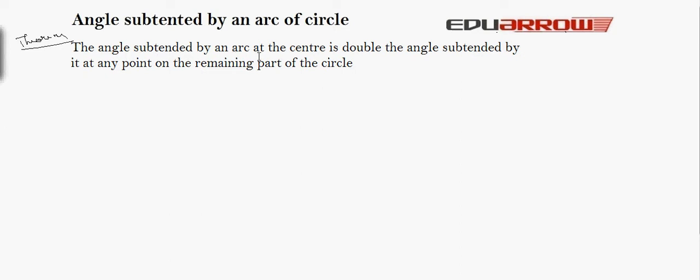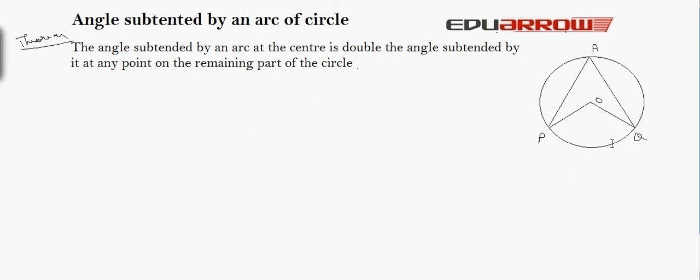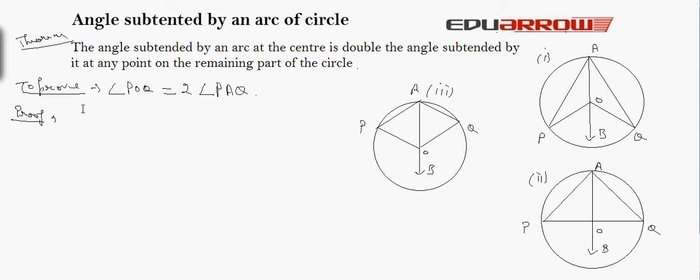Now we have a theorem here. The angle subtended by an arc at the center is double the angle subtended by it at any point on the remaining part of the circle. It means let PQ be an arc and subtend an angle at the center, angle POQ. Let A be any point on the remaining part of the circle. Then we have to prove that angle POQ is equal to twice of angle PAQ.